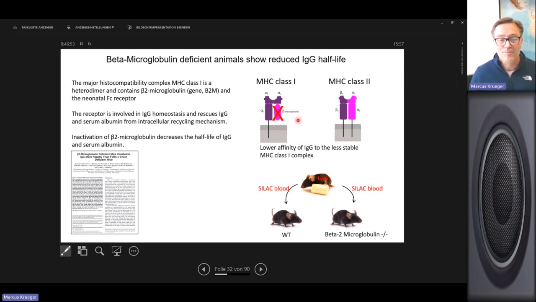So what we would expect, and this was also shown by this study, is that those beta-2 microglobulin mice should have a reduced half-life of their IgGs. Yeah? And we thought, why not? We had access to these mice at that time. Then we spiked in the blood bolus from the Lys6 heavy wild-type mice, and did the same for the beta-2 microglobulin mice. We did it 4 or 5 times.